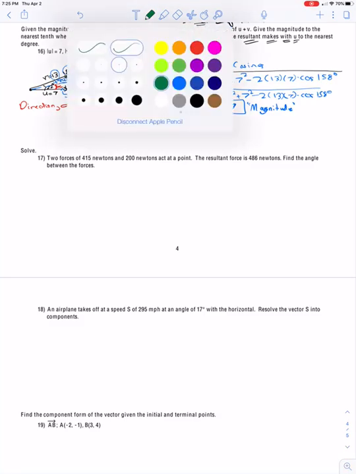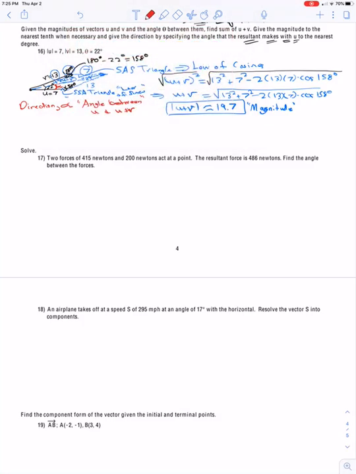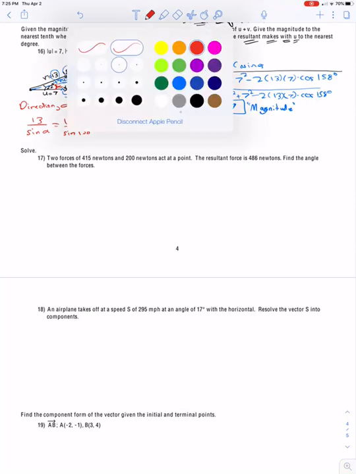And what's the law of sines state? The sides are proportional to the sines of the opposite angles. So again, we want alpha. We know that 13 divided by the sine of angle alpha will equal, we know side u plus v is 19.7 units in length, divided by the sine of the angle opposite, which is 158 degrees. And now we've got an equation to go solve.